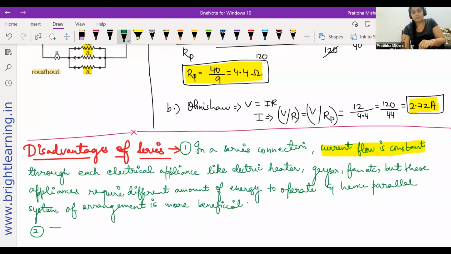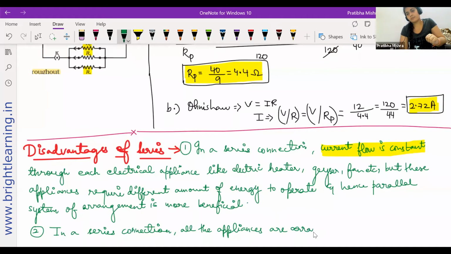So what happens in a series connection? Okay, write it a little properly. That's a bit difficult to write on the board, but that's okay. It's not that neat, but it's manageable. So in a series connection, what happens? All the appliances are arranged one beside the other. So because of this, what happens?